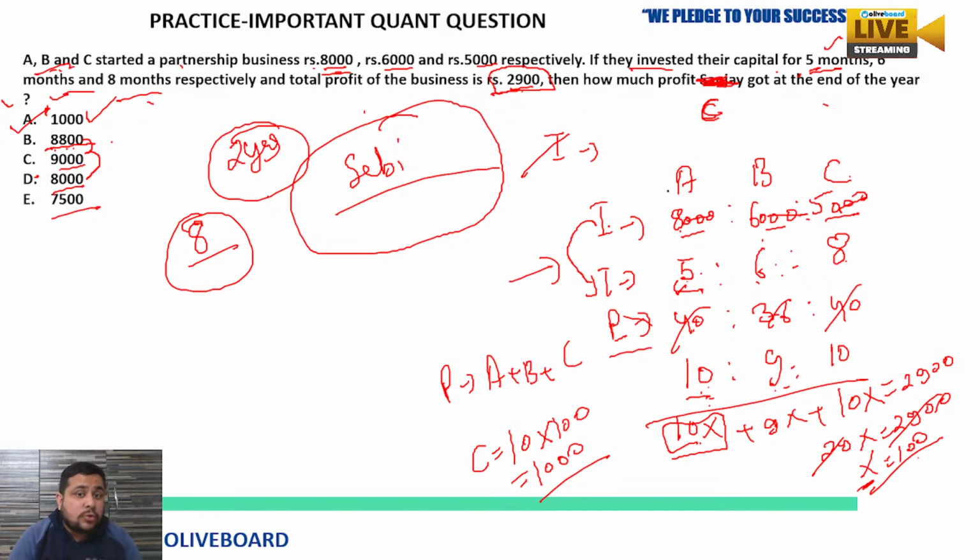You have the total profit, but the profit ratio, in which ratio it is divided among A, B, C, that you don't know. So how will you find that out? By the multiplication of investment and time. By that you will get the profit ratio.